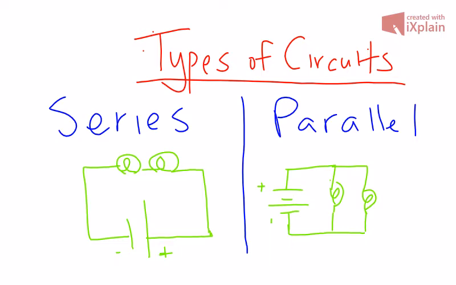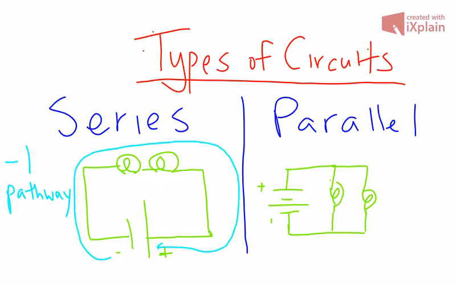Okay, I hope that what you've realized is that in a series circuit, the electrons only have one pathway to travel. Remember, electrons always leave the negative terminal and travel back to the positive terminal of the power source. So in a series circuit, you have only one path, one route for the electrons to travel. In a parallel circuit, though, you have more than one.